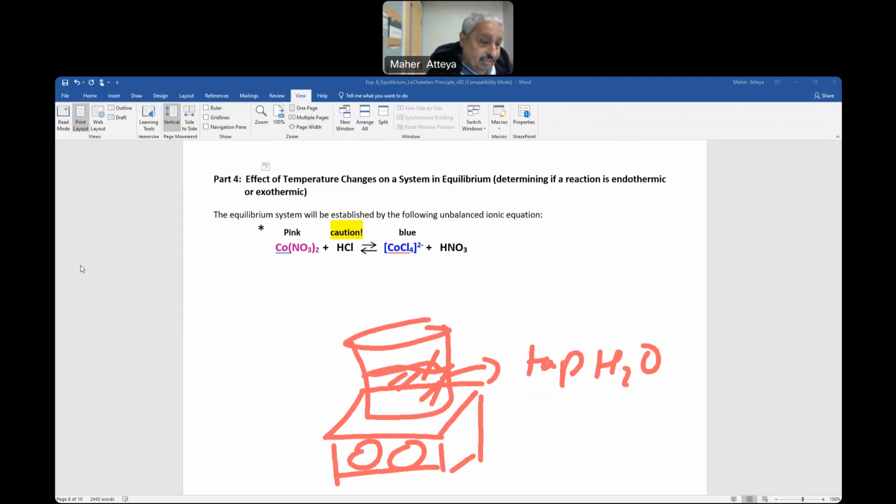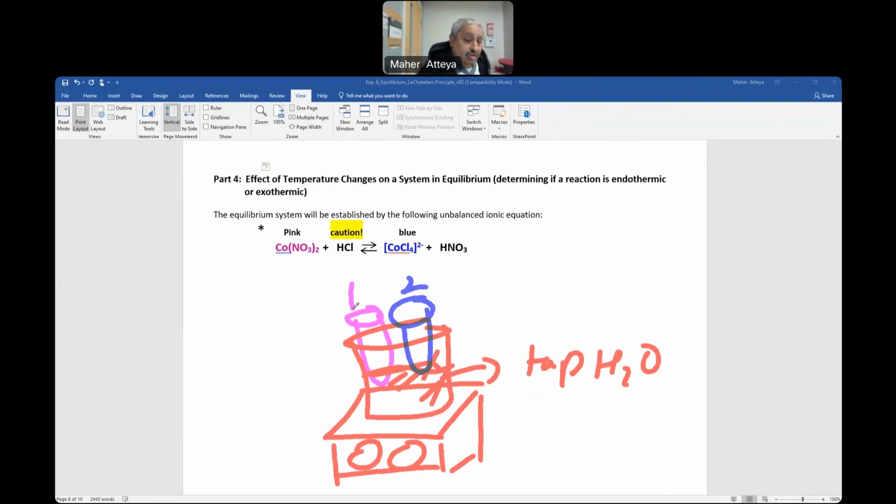Okay, so then you'll put your 2 test tubes. One is the pink one, so it has a pink solution of cobalt, and the second one is blue. Okay, this is 2, and this is 1. You start heating it for at least 10-15 minutes to see if any change really happened.